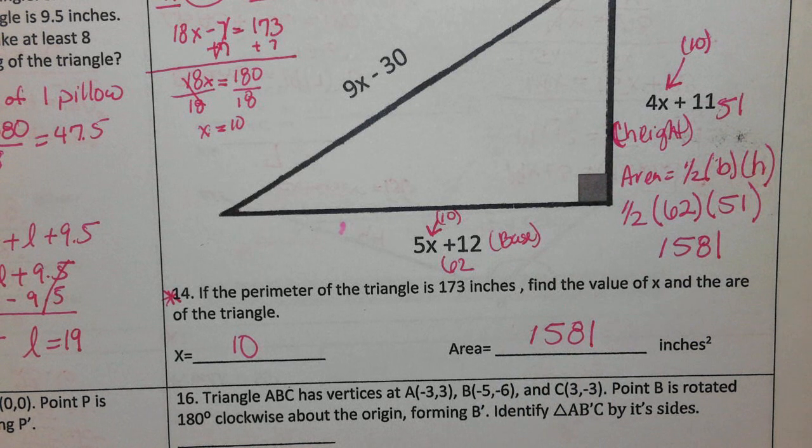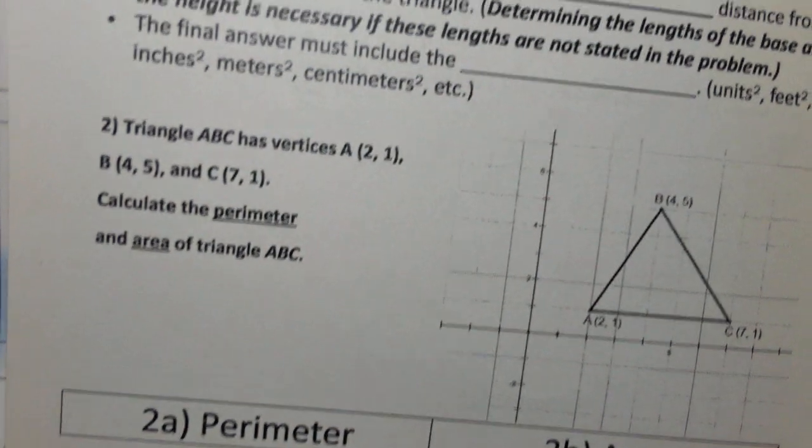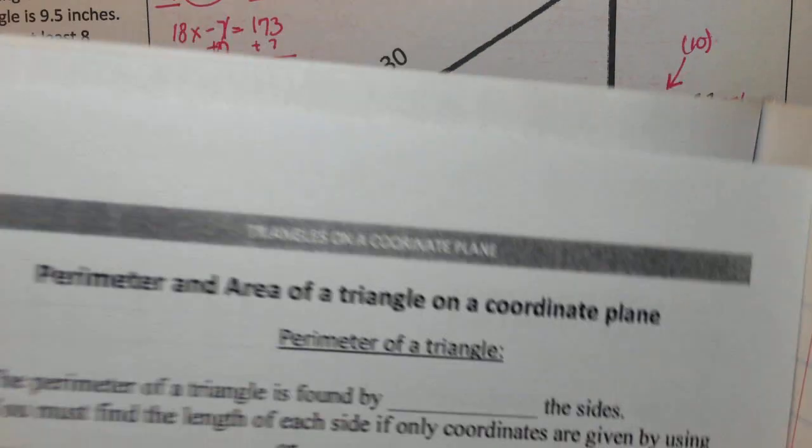There are no more questions here. Please make sure that you review your notes again. Where would you find this? In the area and perimeter notes that we took. So area of a triangle and perimeter. Okay, that's where you find this particular one at.